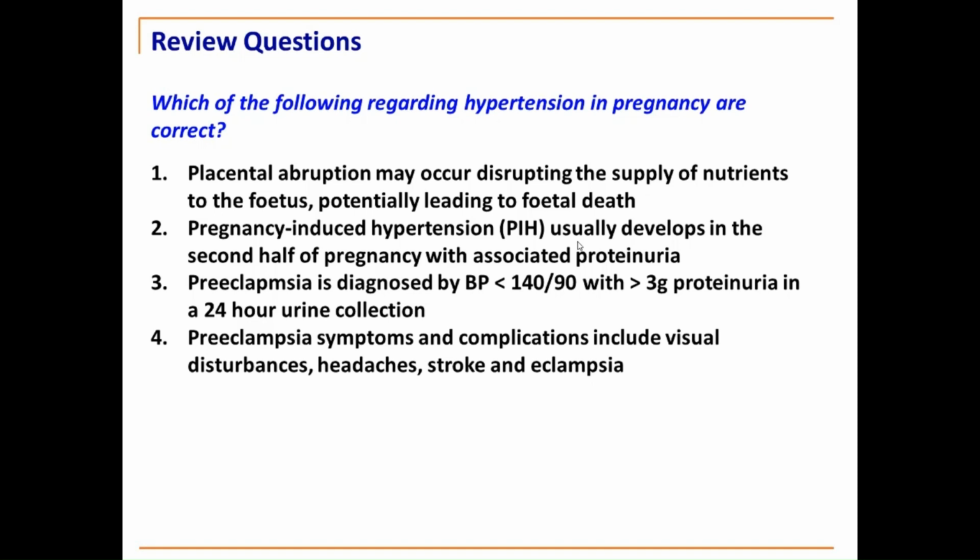Number 3, pre-eclampsia is diagnosed with a blood pressure less than 140/90, but with 3 grams of proteinuria in a 24-hour urine collection. That's incorrect. Obviously, it's greater than 300 milligrams of protein in a 24-hour urine collection. And obviously, you need to have a blood pressure greater than 140/90, not less than. Number 4, pre-eclampsia symptoms and complications include visual disturbances, headaches, stroke, and eclampsia. That is correct.